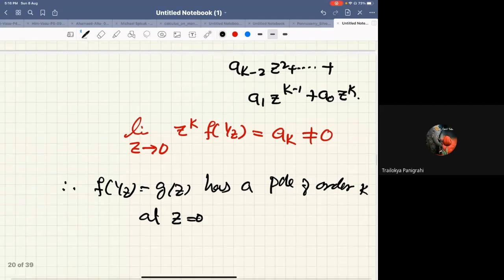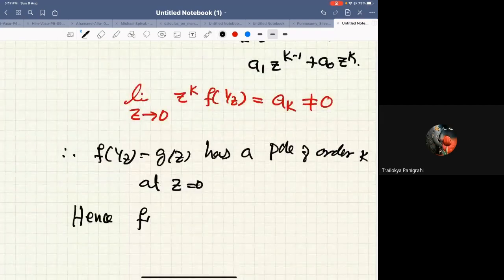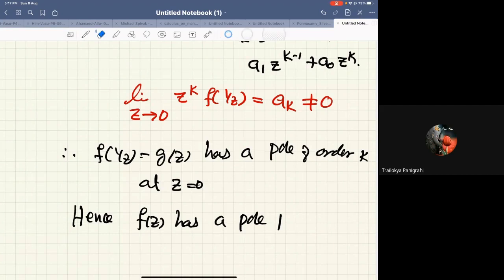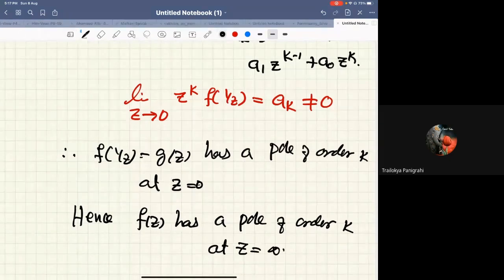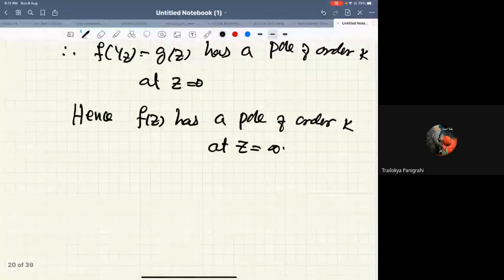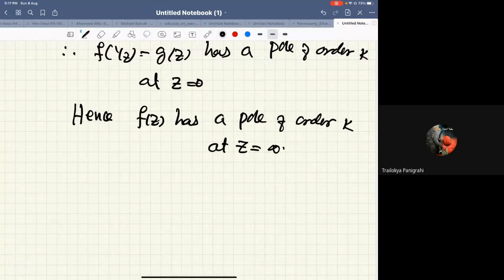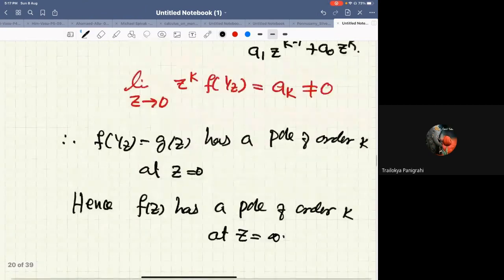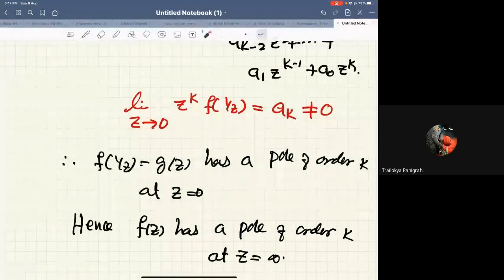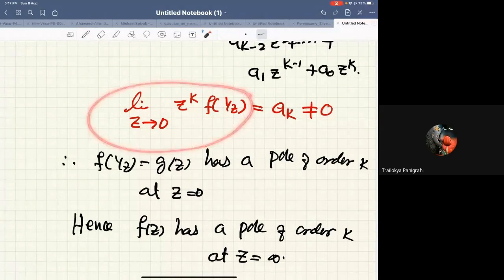Okay, so hence f of z has a pole of order k at z equals infinity. Okay, now we can say that z equals infinity is a pole of order k. That means this limit exists, and that limit is not equal to 0 and not equal to infinity.